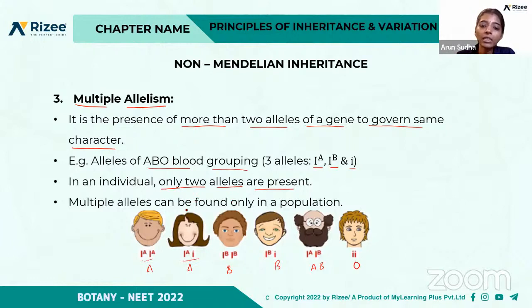So each individual will have only 2 alleles, but multiple alleles are found in a population. These alleles are present in different individuals. But 3 alleles control the ABO blood grouping.